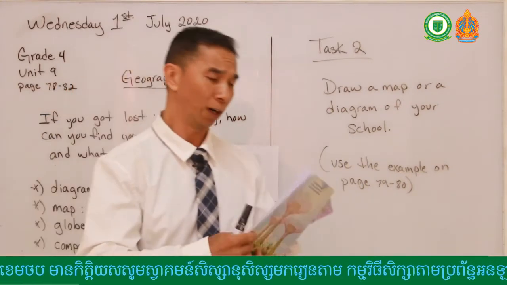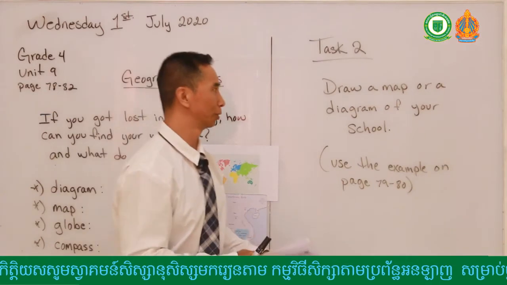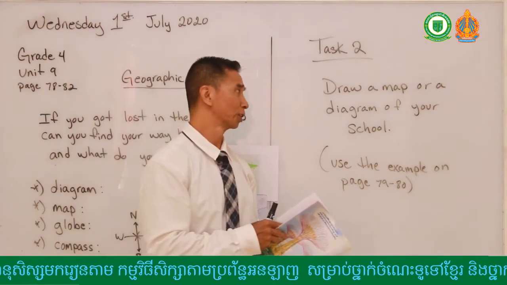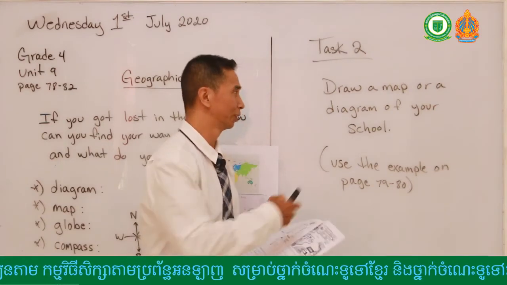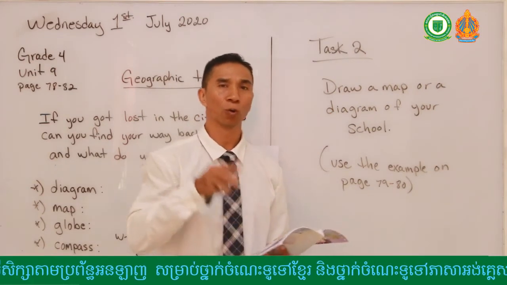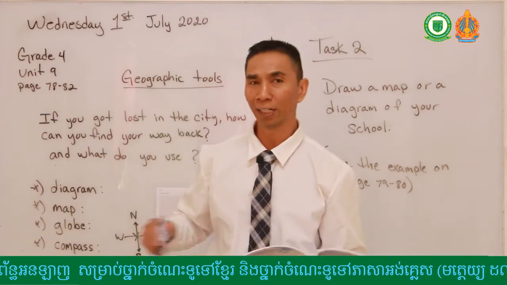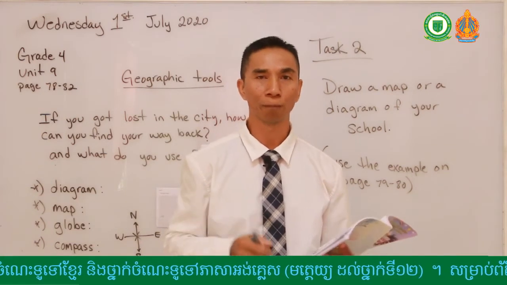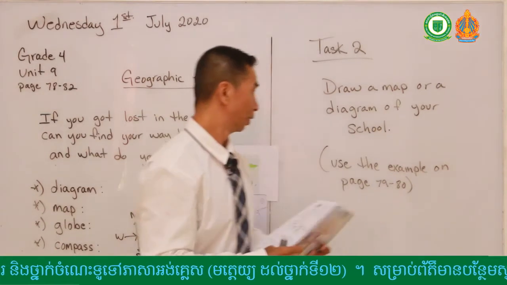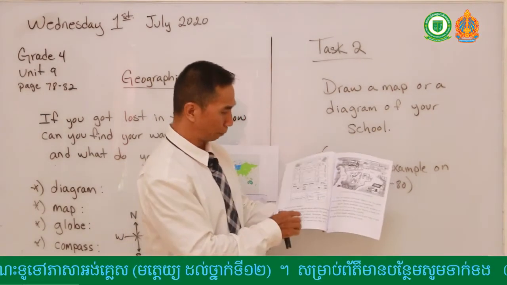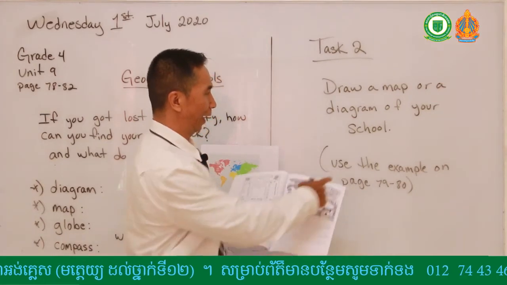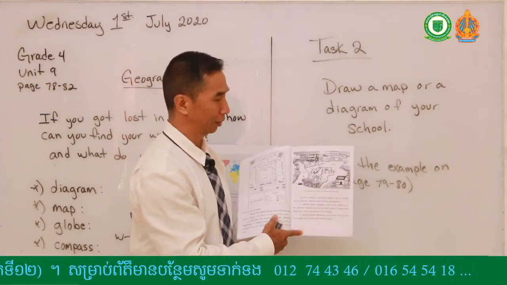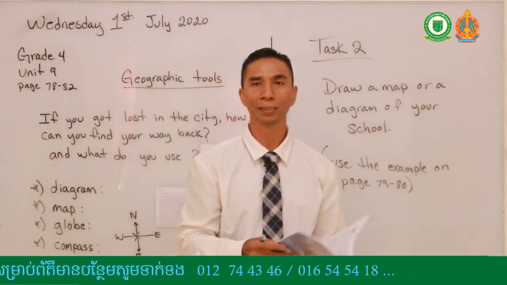So now on your second task, I want you to draw a map or a diagram of your school. Where is it located in the city of Phnom Penh, what street is in front of our school, and what buildings are in front of our school. You can use the example on page 79 and 80 to do this first task and this second task. You will be given 30 minutes to complete this task.